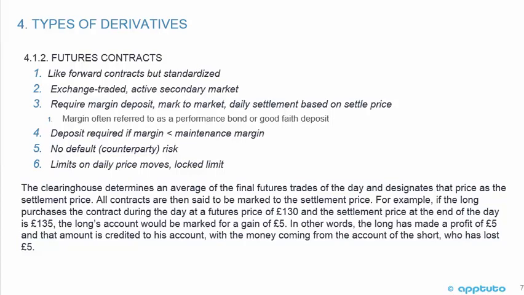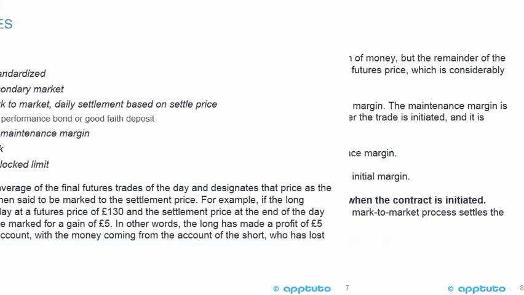So the clearinghouse determines an average of the final futures trades of the day and designates that price as the settlement price. All contracts are then said to be marked to the settlement price. For example, if the long purchases the contract during the day at a futures price of 130 pounds and the settlement at the end of the day is 135 pounds, the long's account would be marked for a gain of 5 pounds. In other words, the long has made a profit of 5 pounds and that amount is credited to his or her account, with the money coming from the account of the short who has lost the 5 pounds.